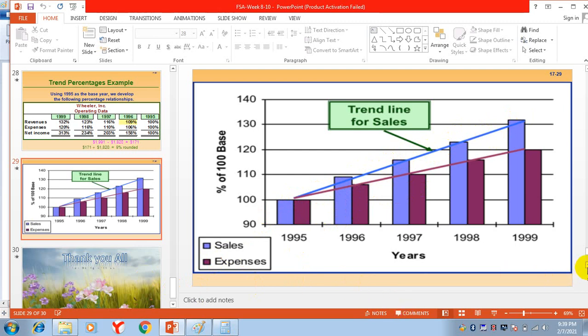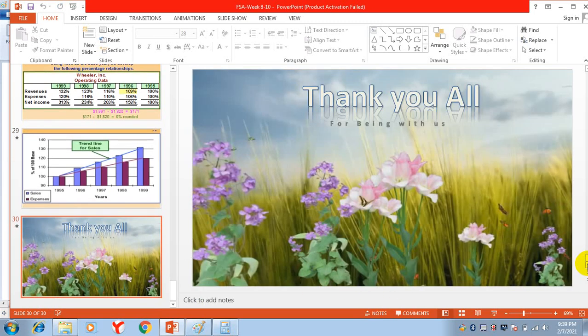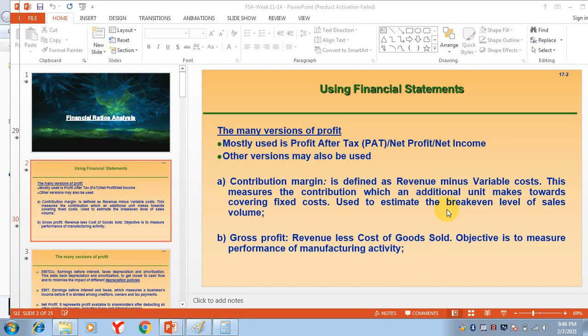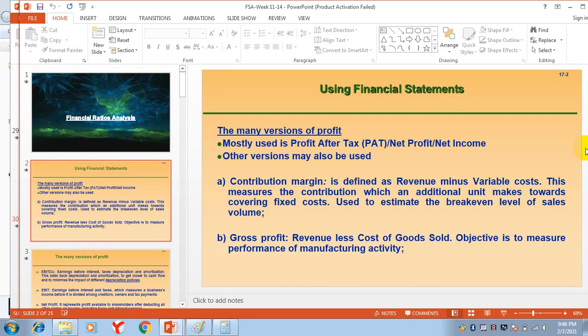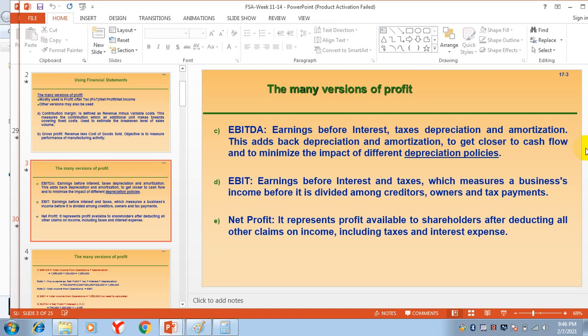So this is all about this trend analysis. We are starting the next chapter. The next chapter name is financial ratio analysis. Our focus in this chapter will be ratio analysis. There are some terminologies, but we will discuss these terminologies later on.